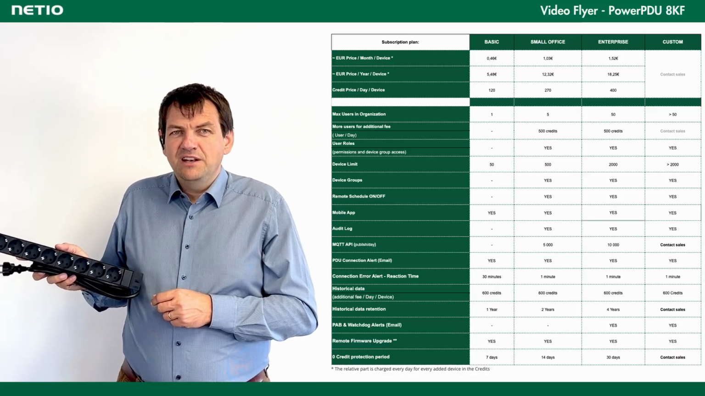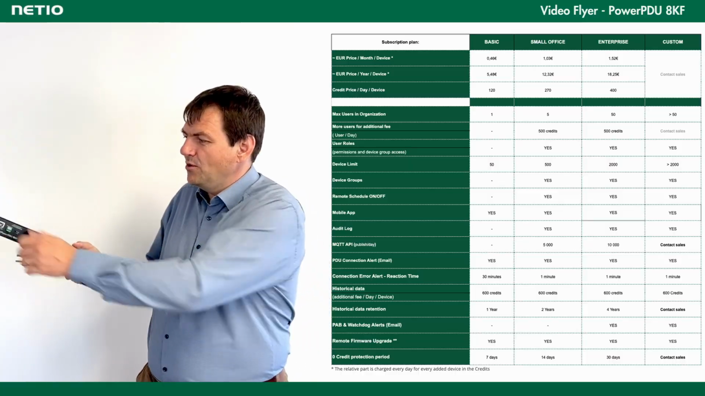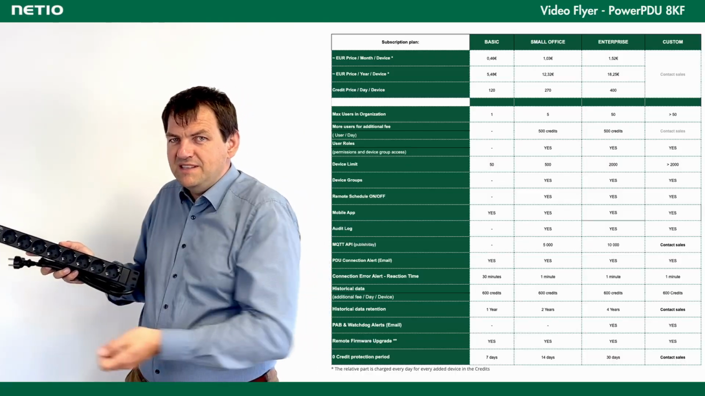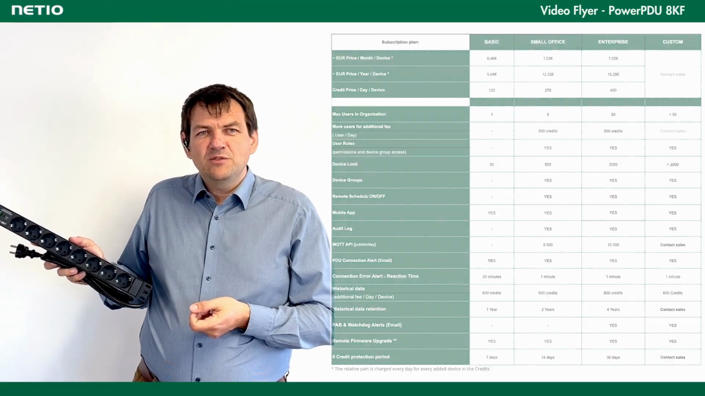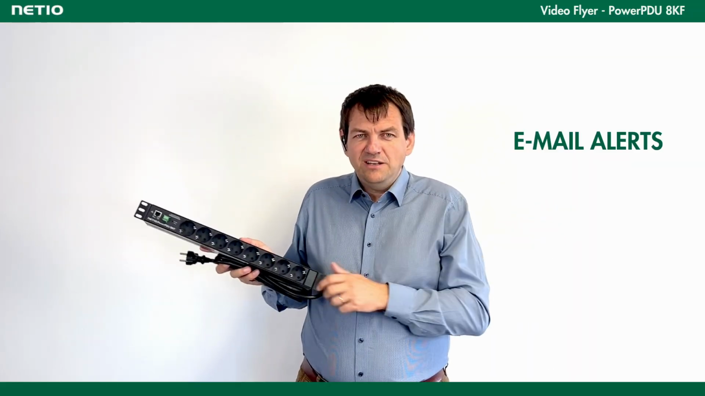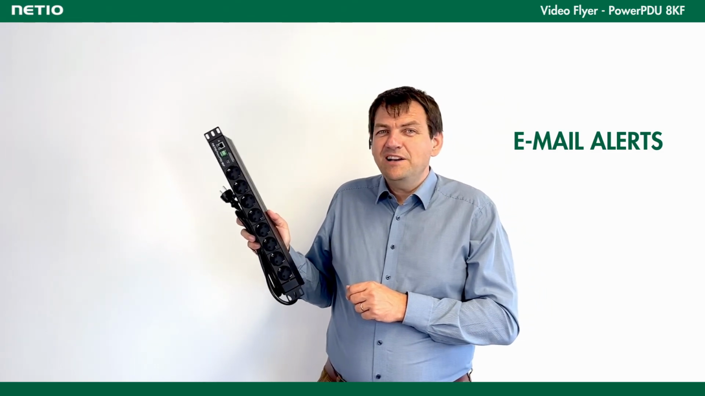For example, the cloud can alert you by email if this device is disconnected. So if you unplug the network within a certain time, 1 minute to 1 hour, the NETIO Cloud will alert you, saying, hey, this device is unreachable, meaning there is a connectivity outage or power outage or something like that. And you will be alerted about that. So NETIO PowerPDU is basically the only device which will alert you by email about the fact that there is no power on the device.